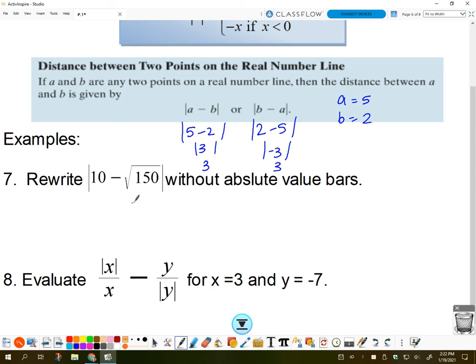All right, so here, the square root of 150. We don't need to know exactly what that is, other than we know that it's more than 10. If you put the square root of 150 in your calculator, you're going to get a little more than 12.